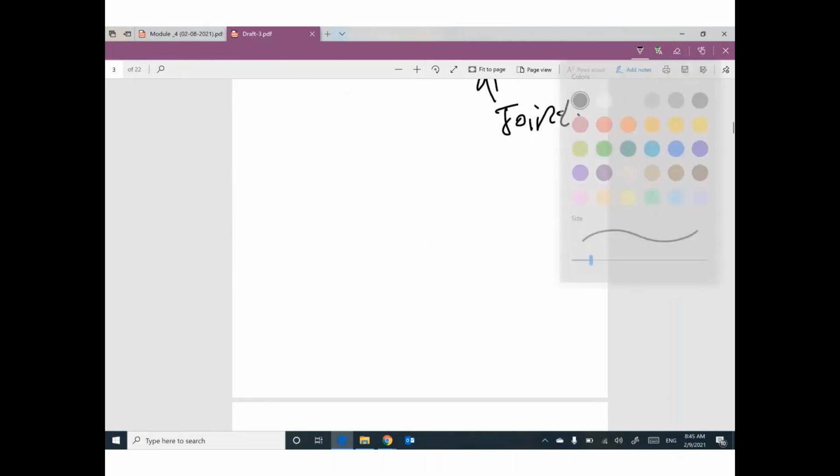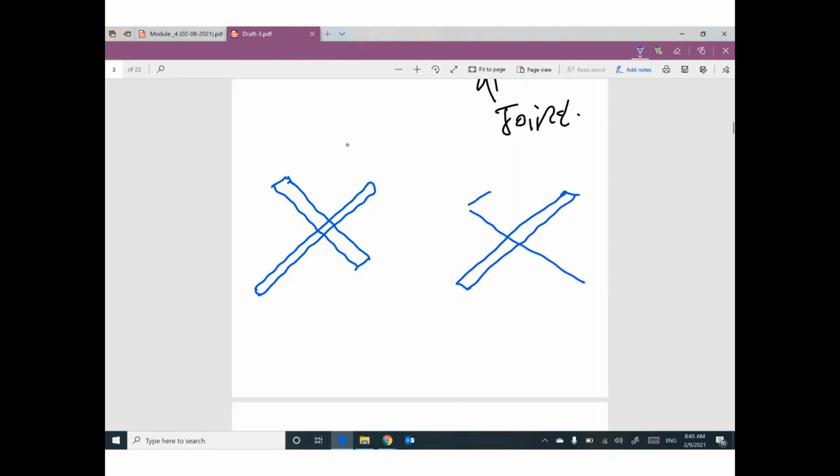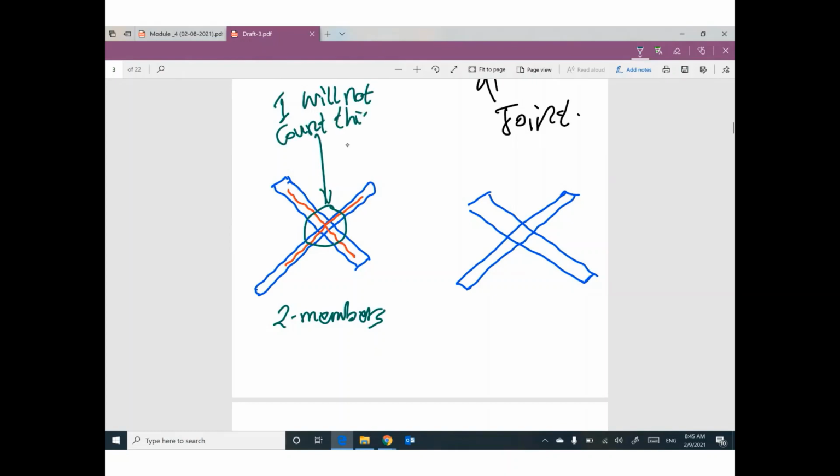Guys, we have 2 cases. Keep it in your mind. Don't worry. If you have cross like this, we have 2 options. Both of them are correct. One of you will say, I will count this member as 1 and this member as 1. So this cross will be counted as 2 members. So I will not count this as a joint. This intersection will not be counted as a joint.